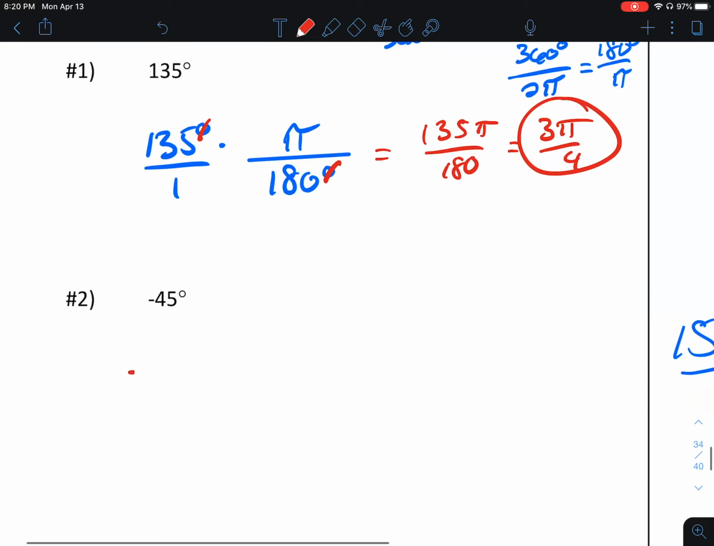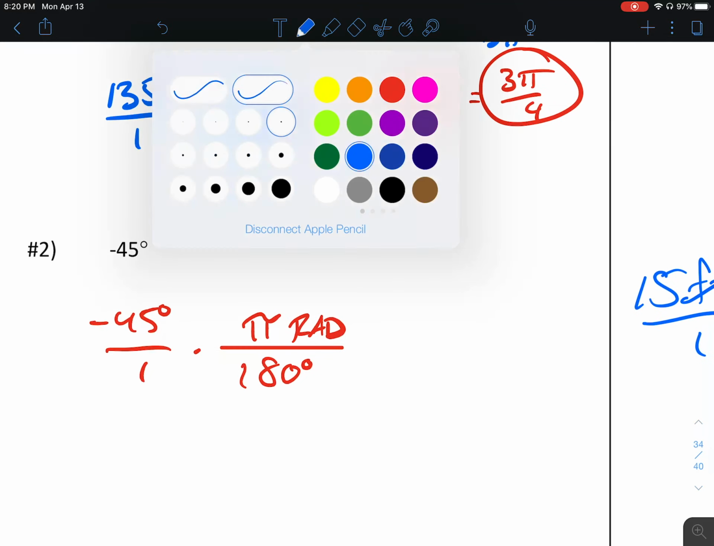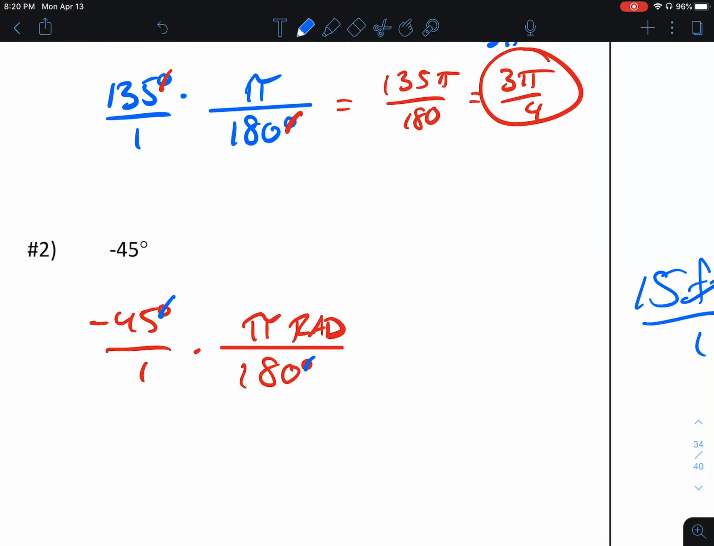Number 2, negative 45 degrees. Put that as a fraction. I want degrees to cancel, so I'm going to put 180 degrees on the bottom. 180 degrees is equivalent to pi radians. If you don't write radians, you can use an abbreviation RAD for short. It's assumed to be in radians. So cross-canceling, degrees cancel. 45 goes into itself. 45 goes into negative 45, negative 1 time. 45 goes into 180 4 times. If you multiply across the top, you get negative pi over 4 radians.